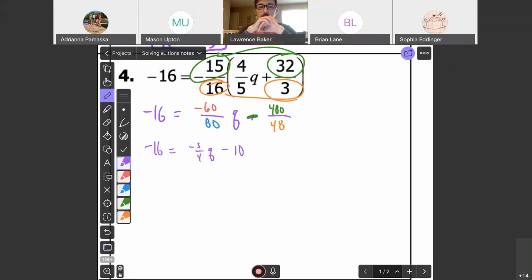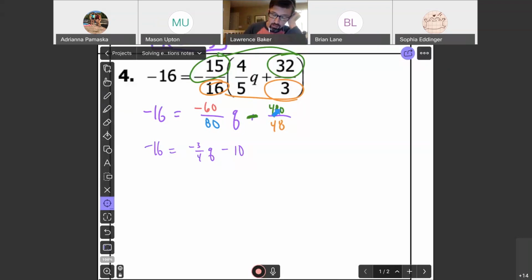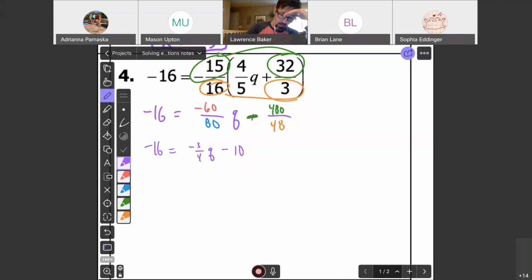So did you say 48 goes into 480? 48. Goes into both? Yeah, right. There's a 48 right there. Yep. 48 times 10 is 480. So yeah, 480 divided by 48 is just 10. So what should we do now? Add 10. Add 10. Right on, Brian. Audrey. So add 10. So we got negative 6 equals negative 3/4 q.